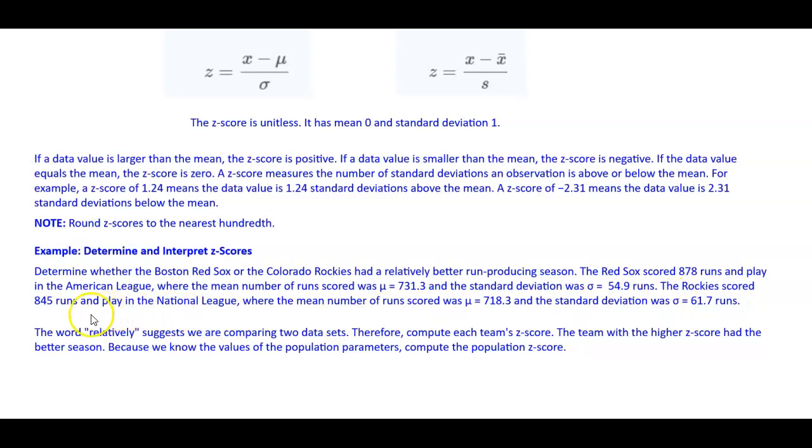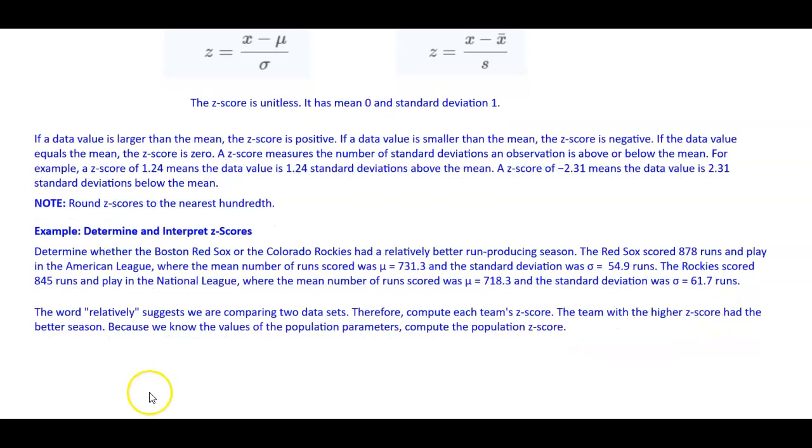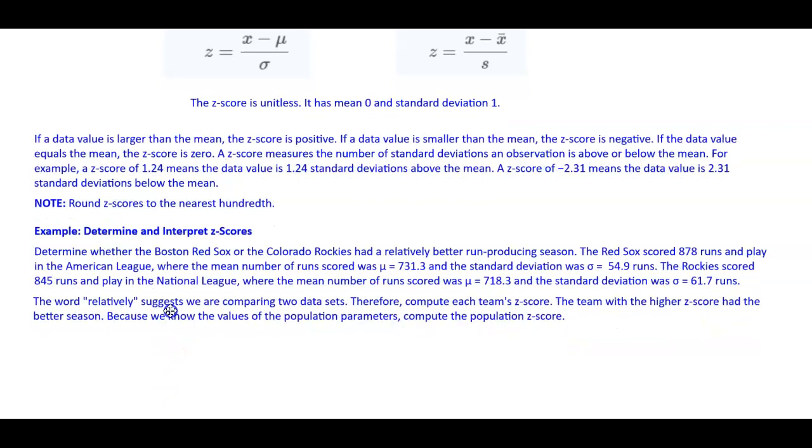The Rockies scored 845 runs and play in the National League, where the mean number of runs scored was 718.3, and the standard deviation was 61.7 runs. Now, the word relatively suggests that we are comparing two data sets. Therefore, compute each team's Z-score. The team with the higher Z-score had the better season. Because we know the values of the population parameters, we're going to compute the population Z-score.